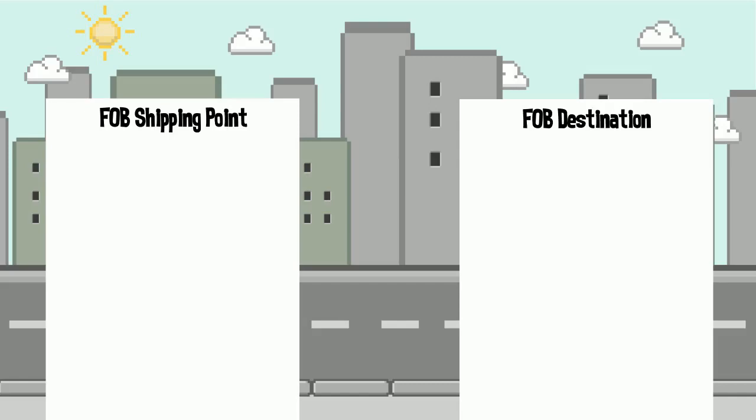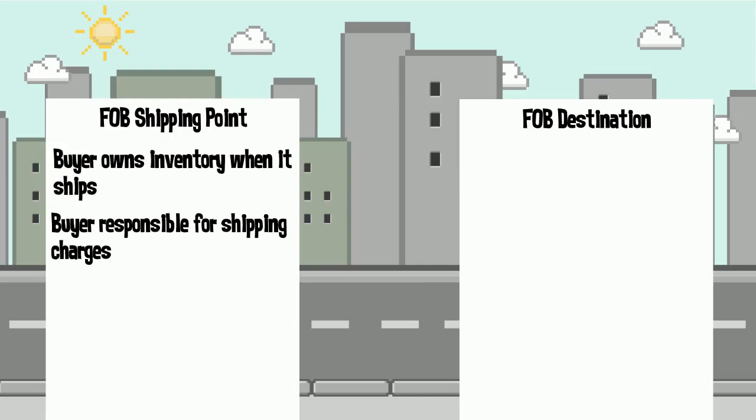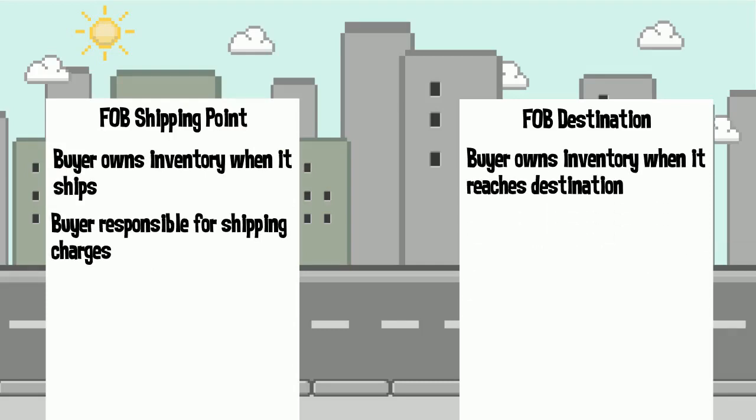With FOB shipping point, title transfers when the item is shipped. Also, the buyer is responsible for shipping charges. With FOB destination, title transfers when the item reaches its destination. Here, the seller is responsible for shipping charges.